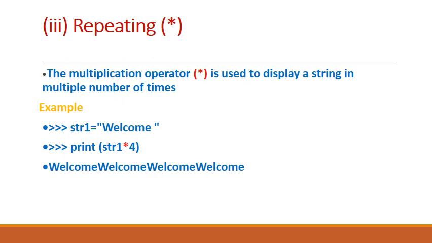Next, repeating operator. The multiplication operator asterisk is used to display a string multiple times. Using the multiplication operator, we can repeat strings as many times as we want. In the given example, we assigned the value welcome to str1, and in the next line we are printing str1 into 4 times. So the string welcome will be displayed 4 times in the output.